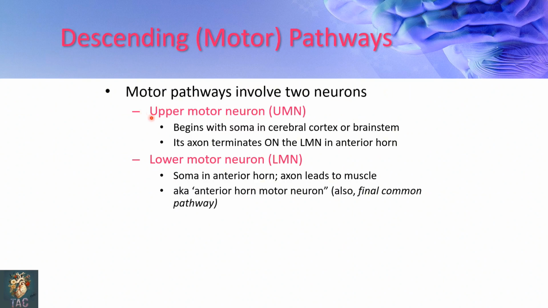First of all, the motor neurons involved in this system are basically two: the upper motor neurons and the lower motor neurons. The upper motor neuron has its body in the cerebral cortex or the brainstem, and its axons terminate on the lower motor neuron in the anterior horn of the spinal cord. The lower motor neuron's cell body is located in the anterior horn of the spinal cord, and the axon leads to the muscles. These are also called the anterior motor neurons, and basically these are the two neurons involved in the descending motor system.